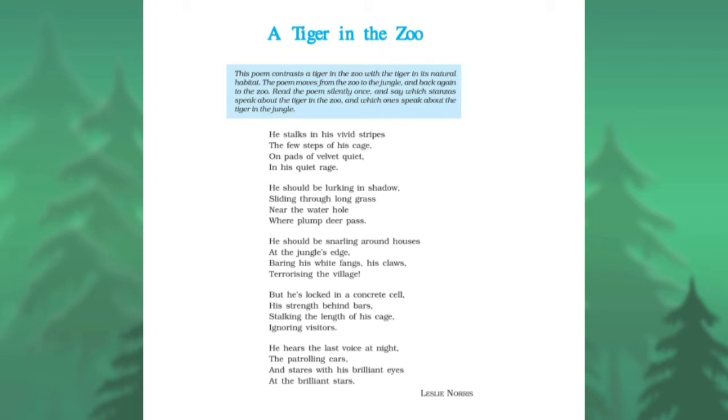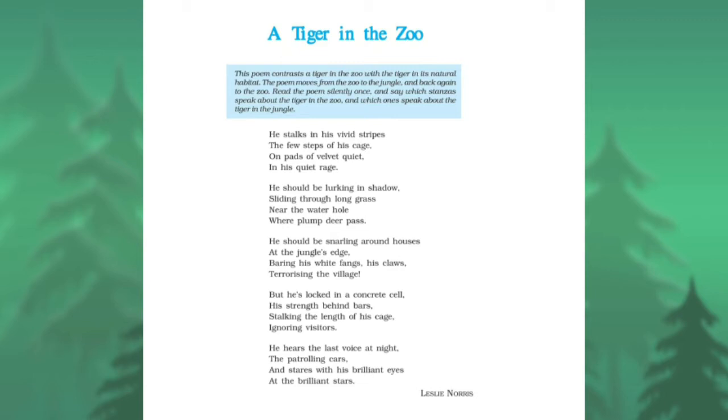This poem contrasts a tiger in the zoo with the tiger in its natural habitat. So in this poem you will get the opportunity to contrast the living life of a tiger in the zoo and in its natural habitat. Its natural habitat is, you can say, forest or jungle, right? The poet moves from the zoo to the jungle and back again to the zoo.